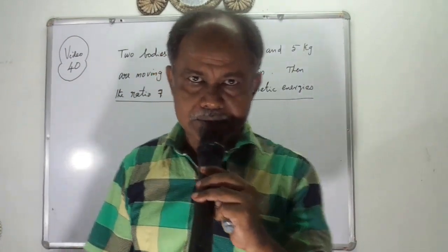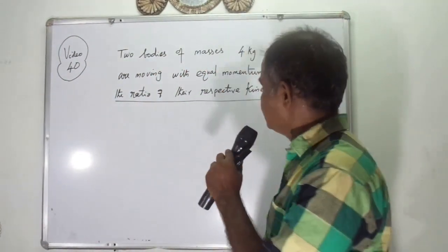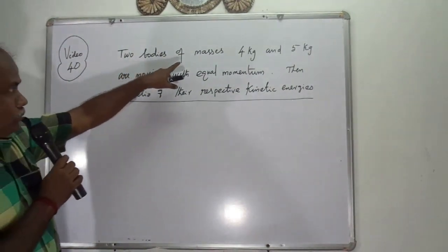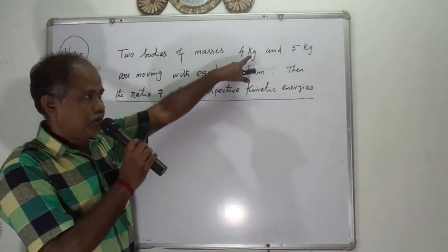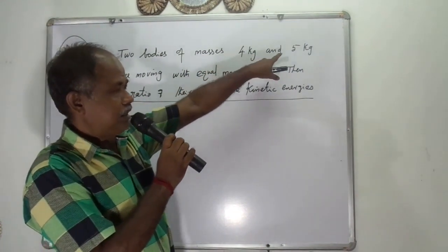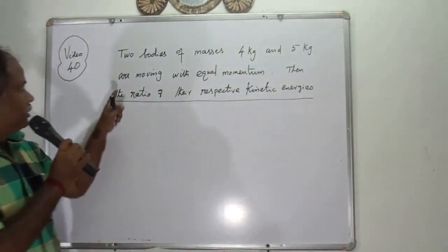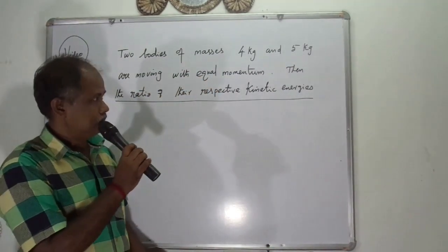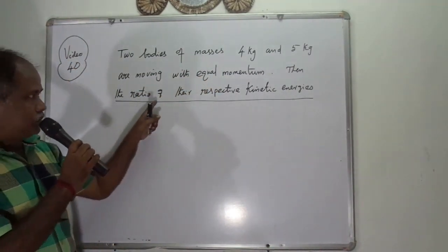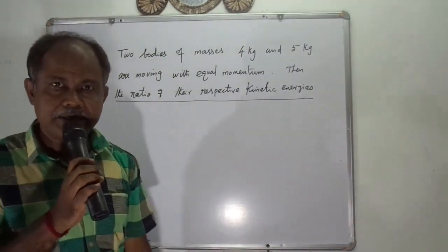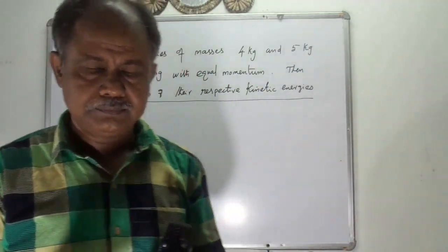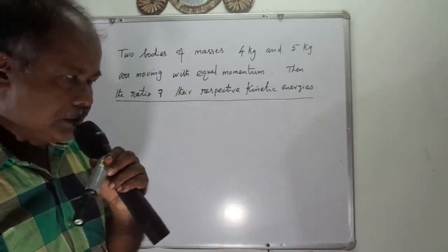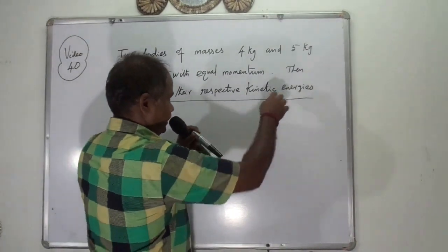Today we are going to discuss one more problem. Here there are two bodies of masses 4 kg and 5 kg moving with equal momentum. Then they are asked to find the value of respective kinetic energies.